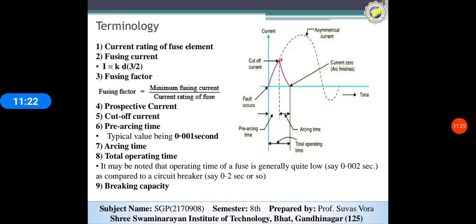The breaking capacity depends on the RMS value of the AC component of the maximum prospective current which the fuse can deal with at the rated service voltage. It means that the breaking capacity is the point at which we disconnect our equipment from the power system. This one is called the breaking capacity.